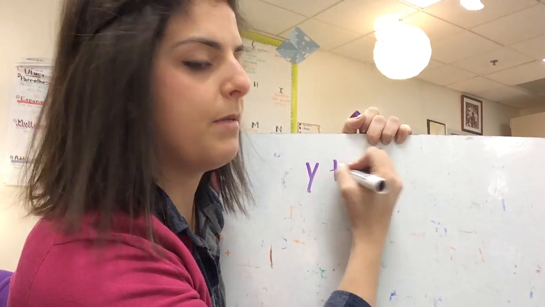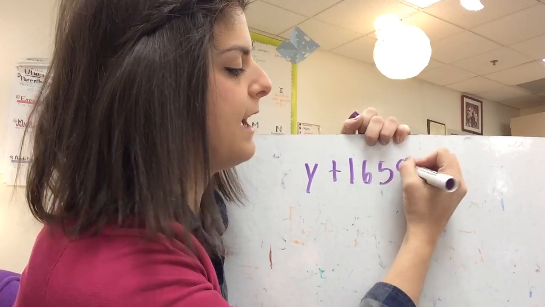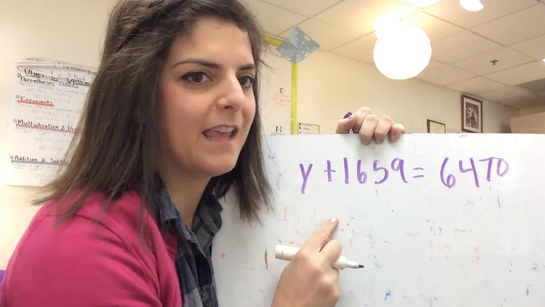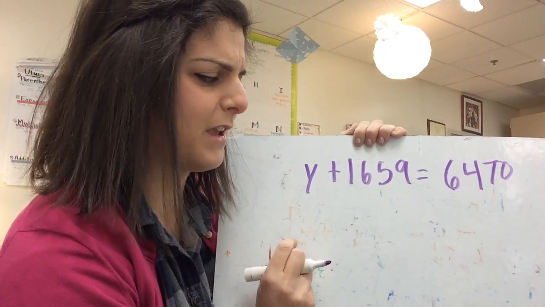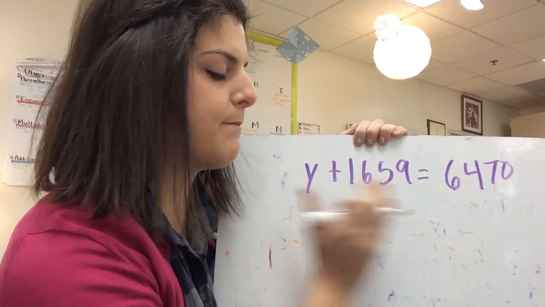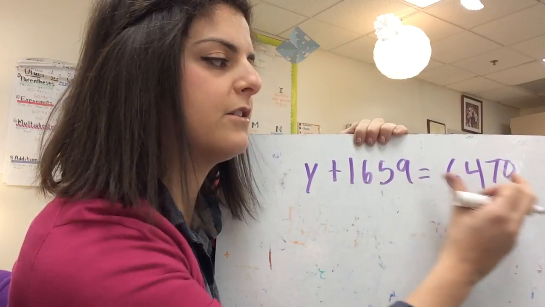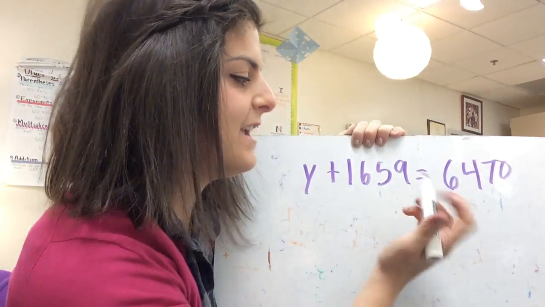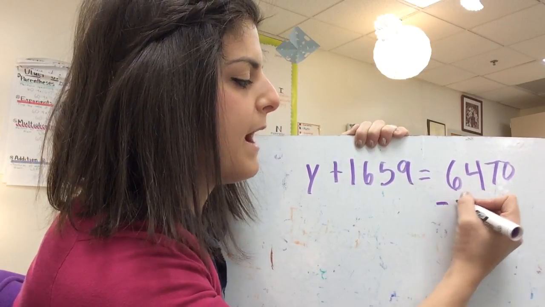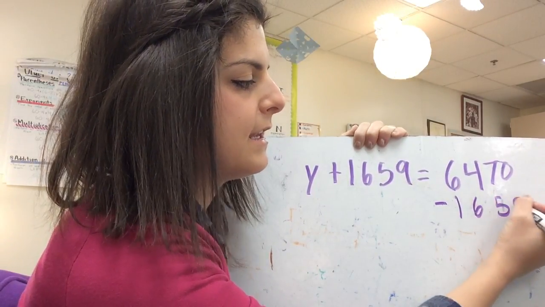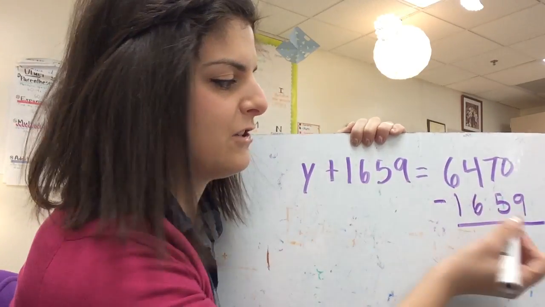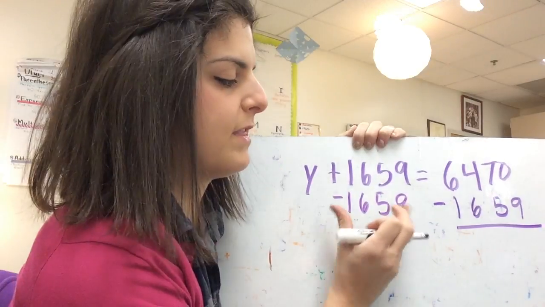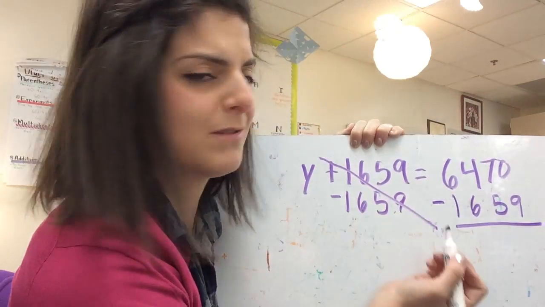So if we had y plus 1,659 equals 6,470, you couldn't automatically answer this in your head because that is a really complicated problem. In order to do this, you're going to balance the two sides out. Whatever you do to one side, you're going to do to the other side. So we know that we would go minus 1,659 to get our answer here. And since you did that there, you have to get rid of it over here because we can't have this 1,659 anymore. And that equals 0, right?